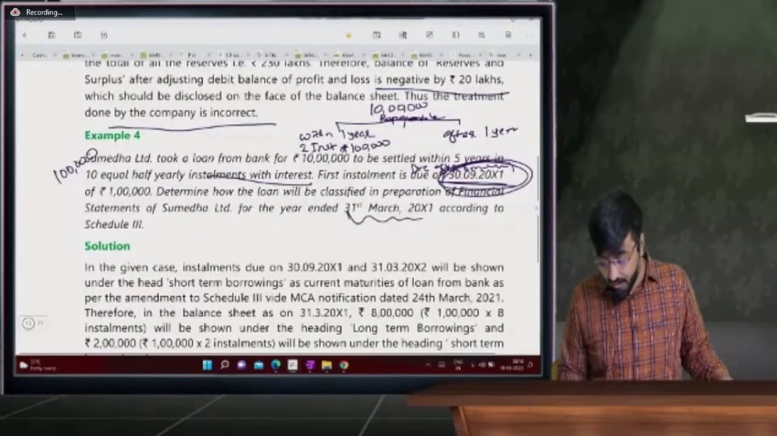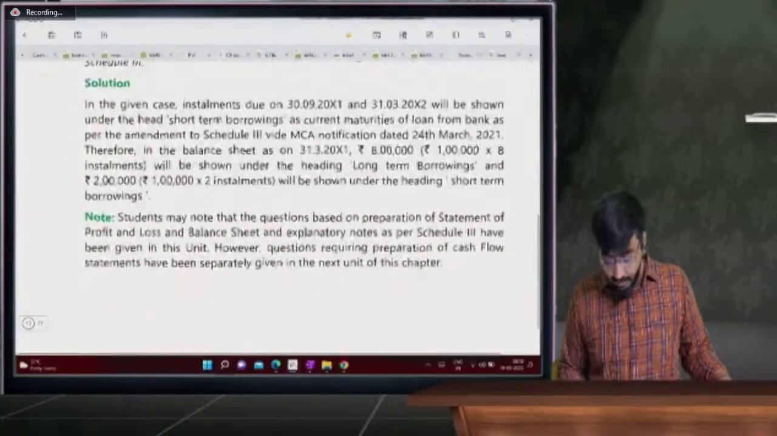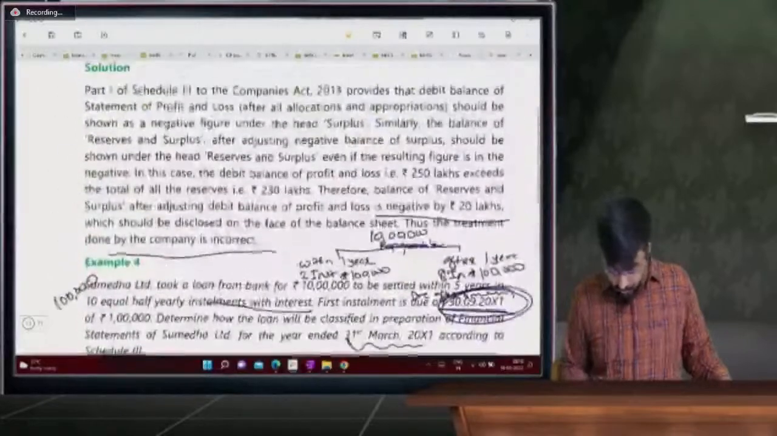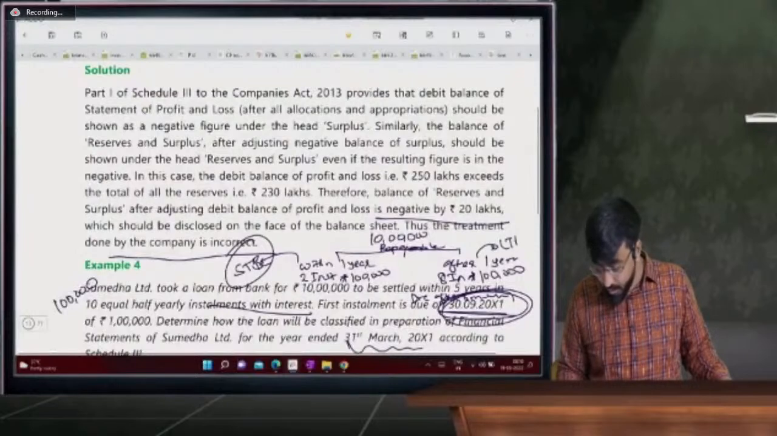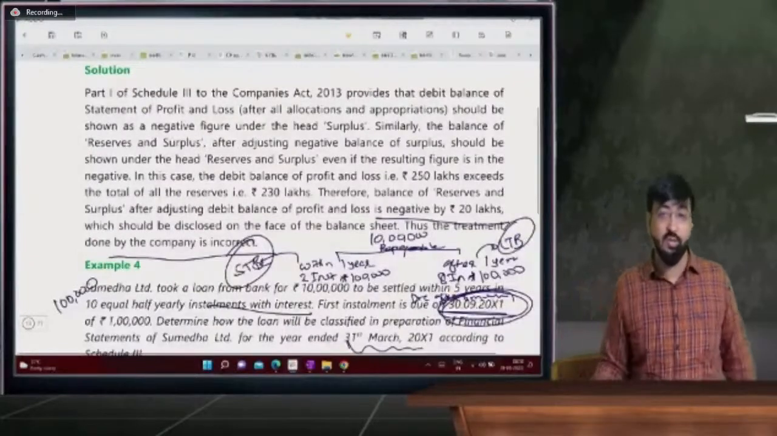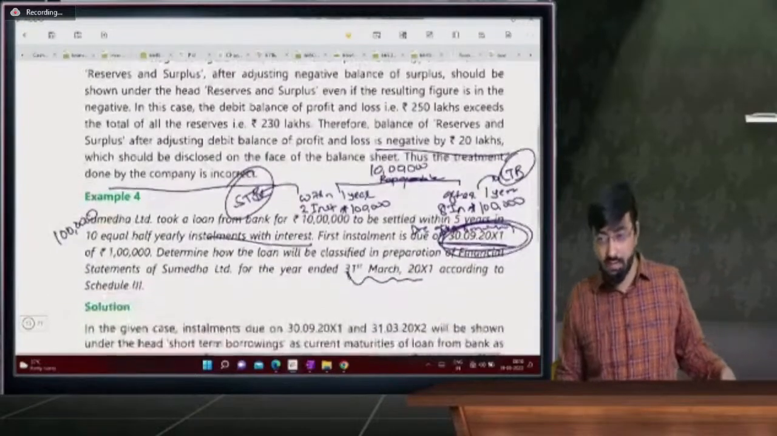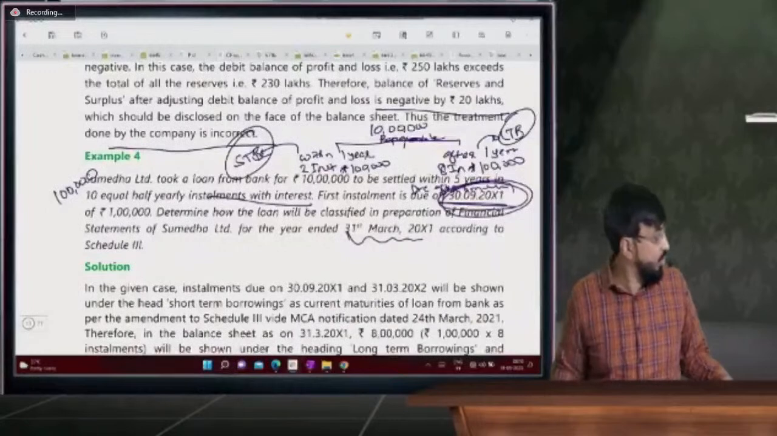And after 1 year, there are 8 installments of 1 lakh. So, beta, 8 lakhs rupees will be long-term borrowings. So within 1 year you will show it under short-term borrowings, and after 1 year you will show it under the head long-term borrowings. This is a very simple question: short-term borrowings and long-term borrowings.